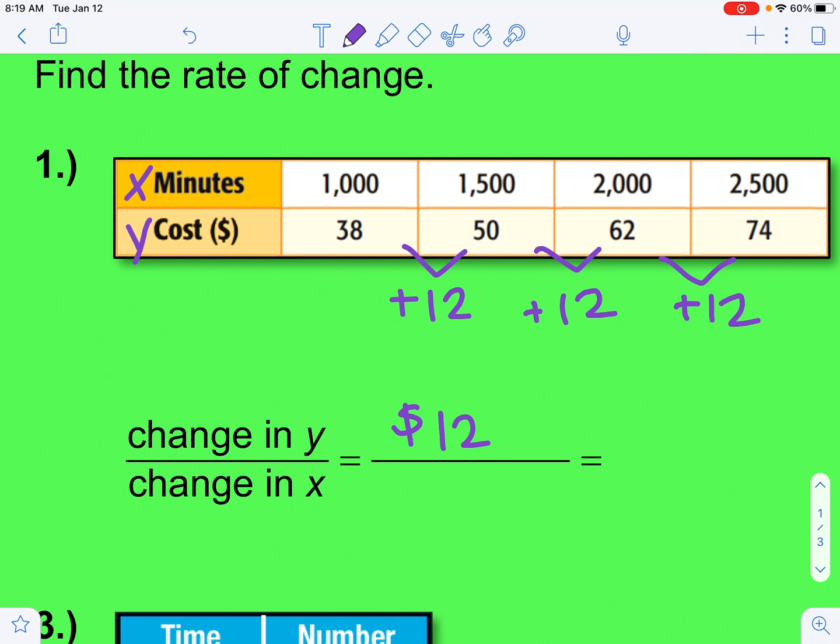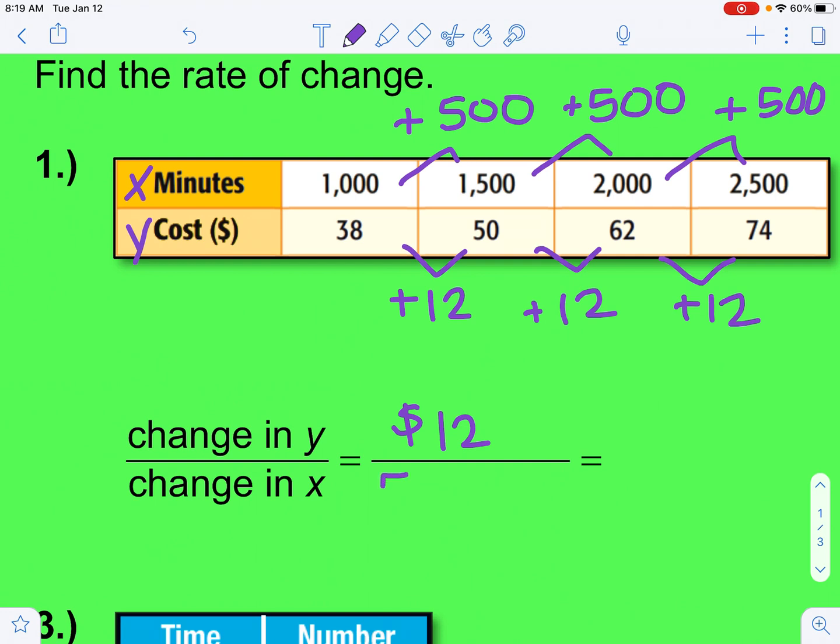Alright, now let's do our change in x. From 1,000 to 1,500, we're going up 500. From 1,500 to 2,000, we're also going up 500. And then from 2,000 to 2,500, we're also going up 500. We're talking about 500 minutes, and you can shorten minutes.